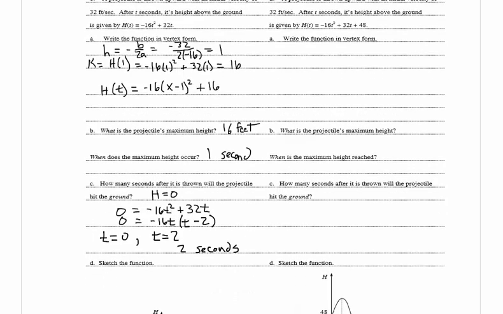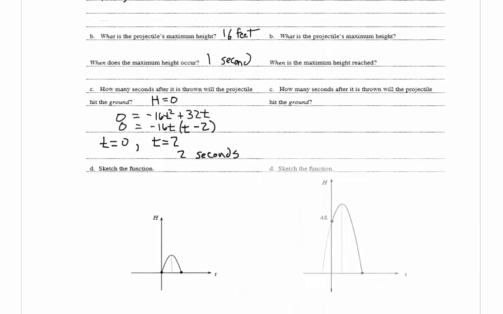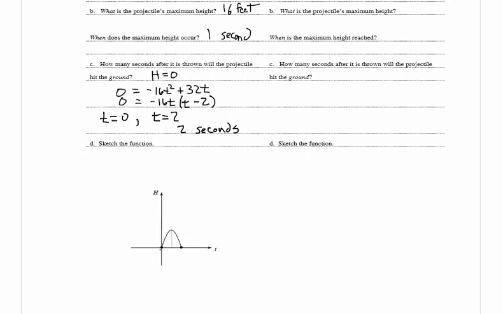And now in D, they want us to sketch the function. And we can see that we have (0, 0), which is when we threw the projectile. Our vertex was (1, 16). So the maximum height was 16 feet at time 1 second. And then our other x-intercept was (2, 0). And the projectile hit the ground 2 seconds after being thrown.